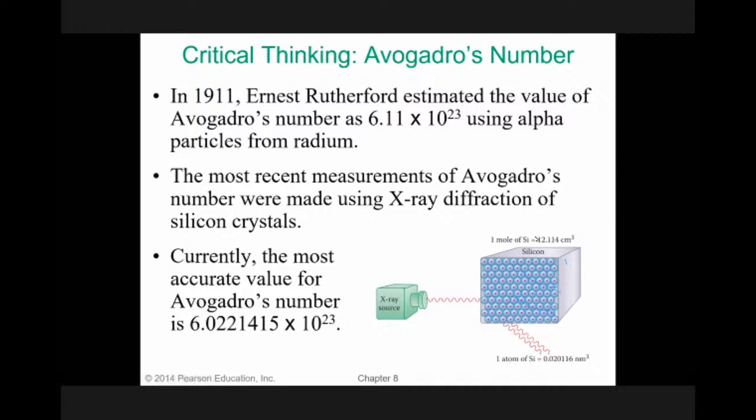In 1911, Rutherford estimated the value of Avogadro's number to be this.